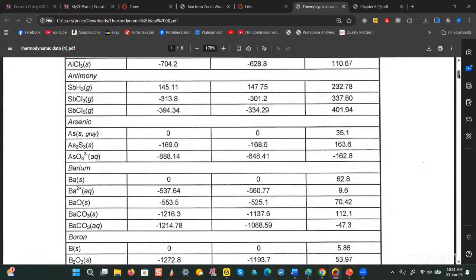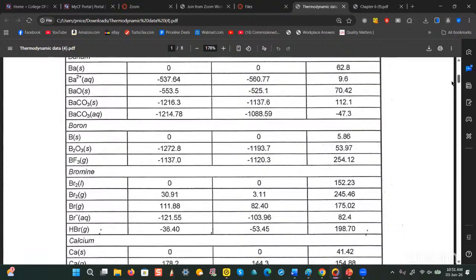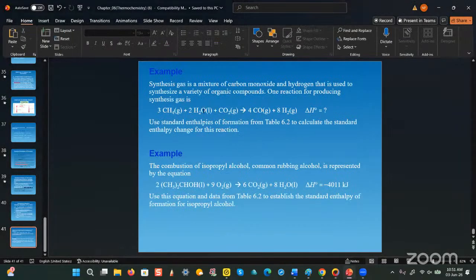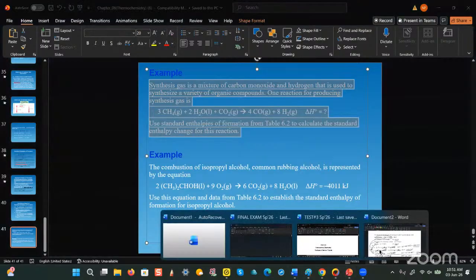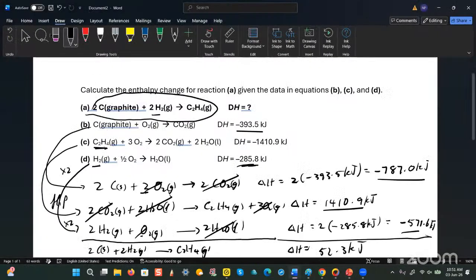So basically, these are the values that you're going to use to calculate, if you're given a question where you're asked to calculate the enthalpy of a reaction under standard conditions. And in the PowerPoint, there's one example here, right? So let me copy and paste this again. And let me go here. Let me lasso this here.